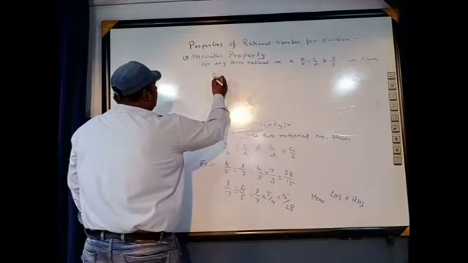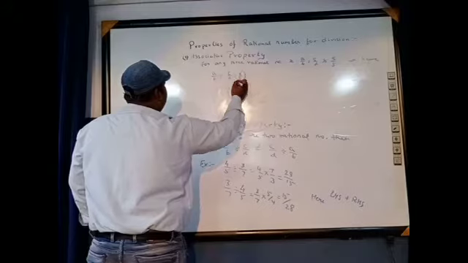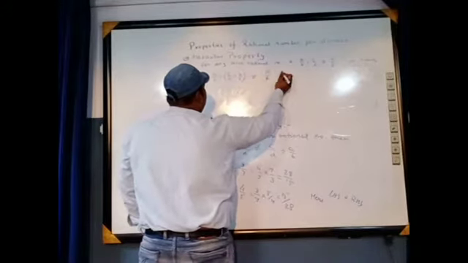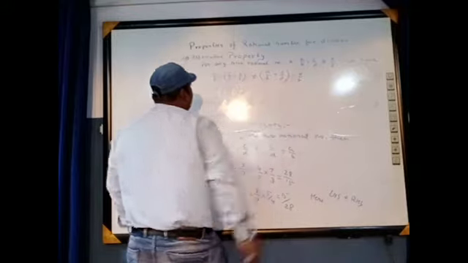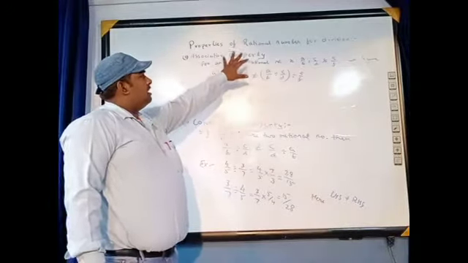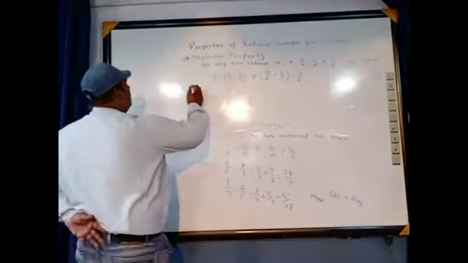a by b divided by c by d, divided by e by f, not equal to a by b divided by c by d divided by e by f. It means associative property does not exist for the rational number for division. We will see that with the example.